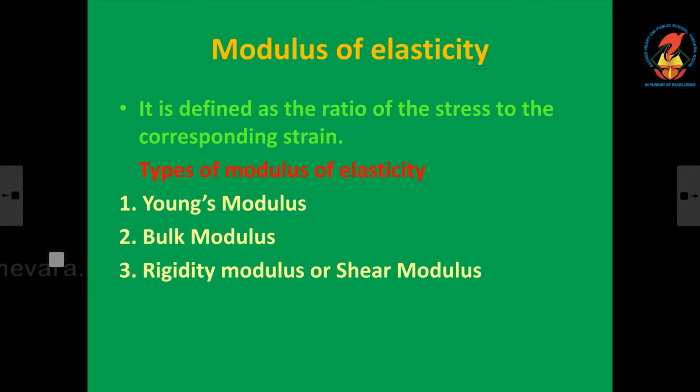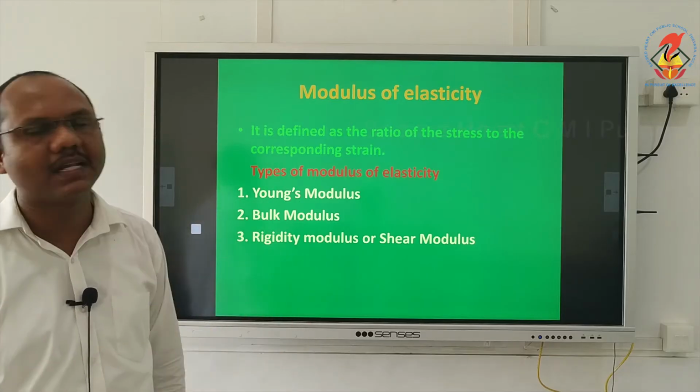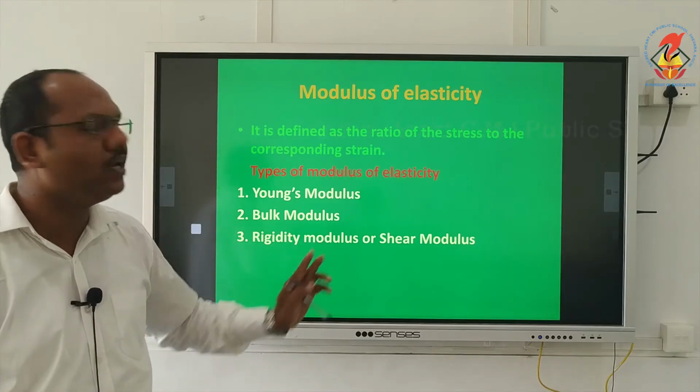Types of modulus of elasticity. There are three types. The first one is called Young's modulus, the second one is called bulk modulus, and the third one is called rigidity modulus. Young's modulus, bulk modulus, and rigidity modulus, which is also called shear modulus.